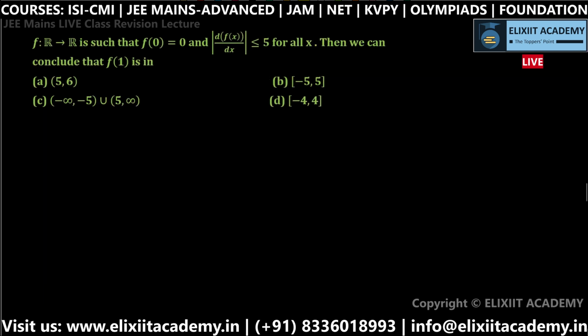Okay, so let us move on to the next question. f from R to R is such that f of 0 is 0 and mod of d f(x) by dx is less than or equal to 5 for all x. Then we can conclude that f of 1 is in which one of these intervals? Four options are there, so which one of these intervals?